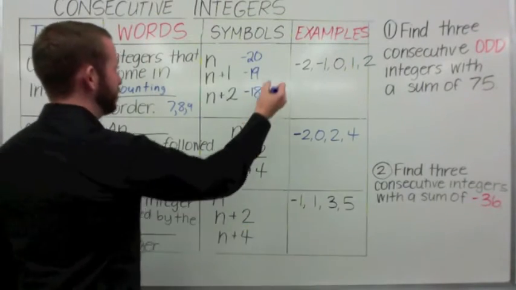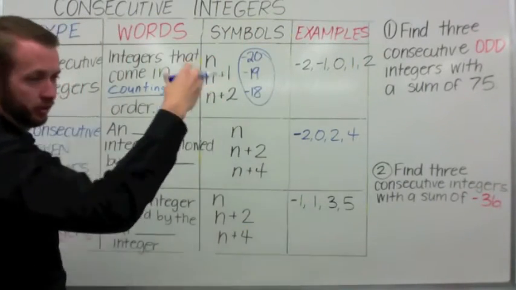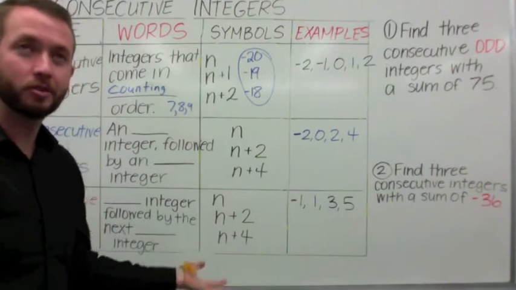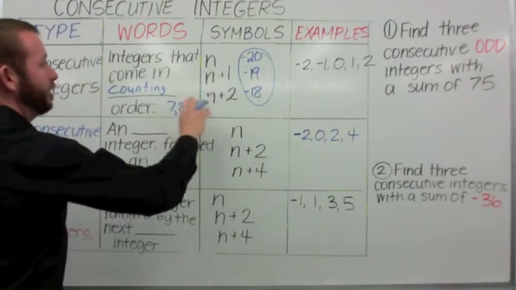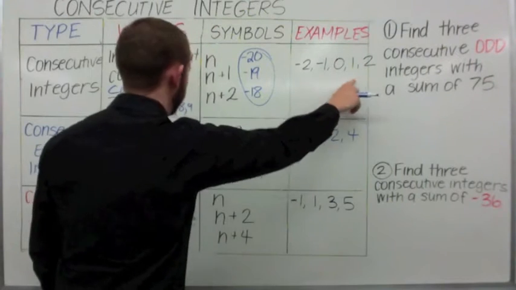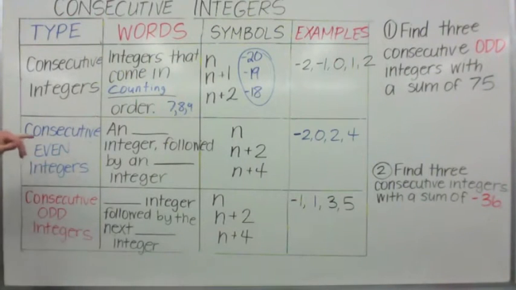So we can use these types of ideas. And it doesn't matter. I chose negative 20. You could choose negative 1,016. You could choose 12. It doesn't matter. Anyways, so examples are stuff like that. Then we'll move on to consecutive even integers.